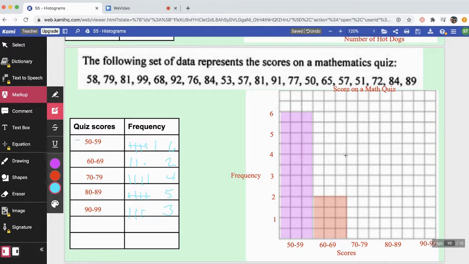Okay, the 60 to 69 range, there were 2. 70 to 79 range, there were 4. 80 to 89, there were 5.